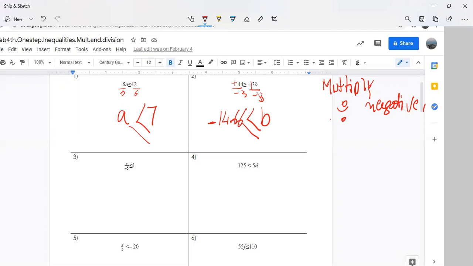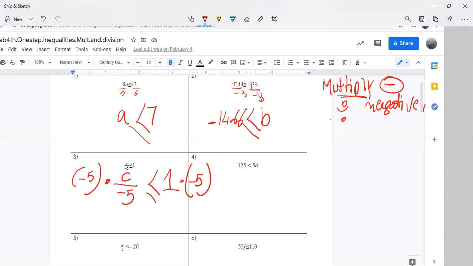All right, let's do this one. Let me write it bigger, probably it'll help to see. Negative c over 5 less than or equal to 1. I need to get rid of that negative 5, so I multiply both sides by negative 5. You can see I'm multiplying by a negative, so I have to switch the inequality symbol. Then it cancels, and I'm left with c greater than or equal to. 1 times 5 is 5, and a positive times a negative is a negative.